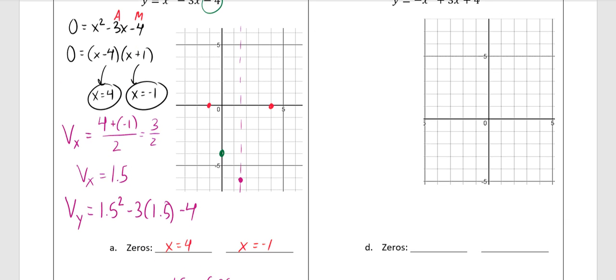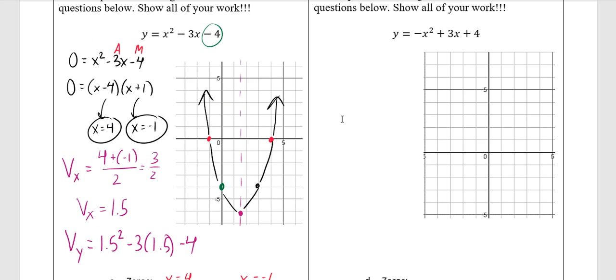Now that you have 4 points, you technically actually have 5 because you can reflect and get this over here. Then you can just sketch in what your graph should look like. It'll look something like that. So that's how you can graph by factoring.